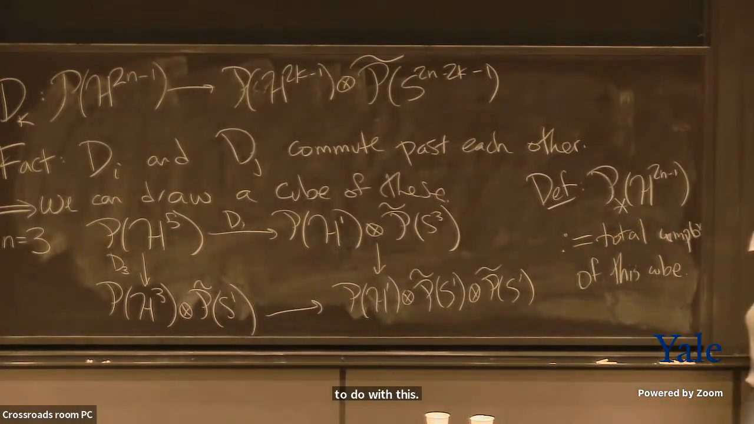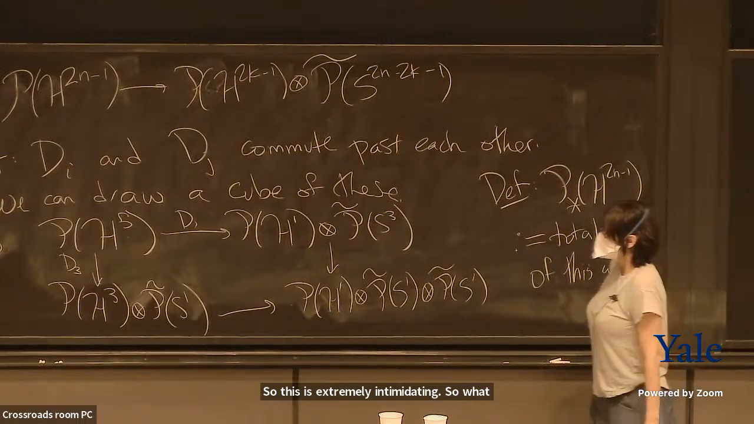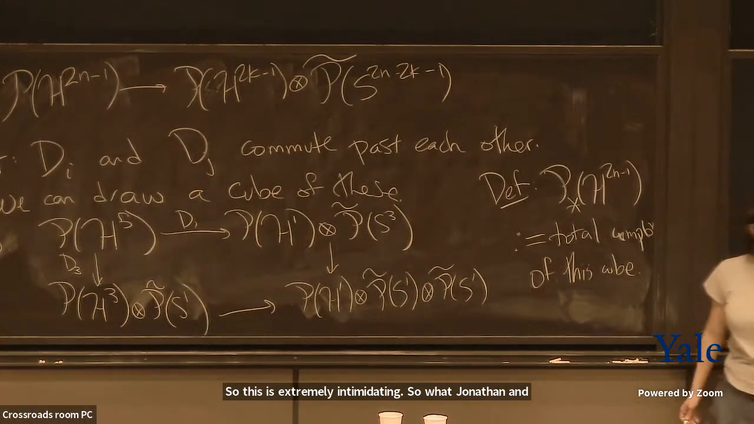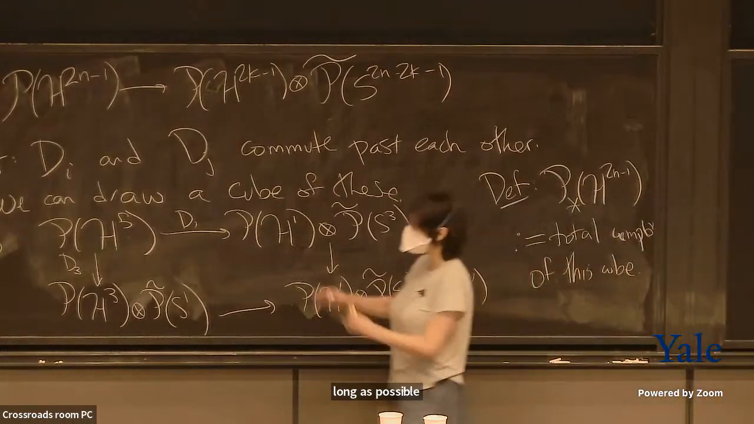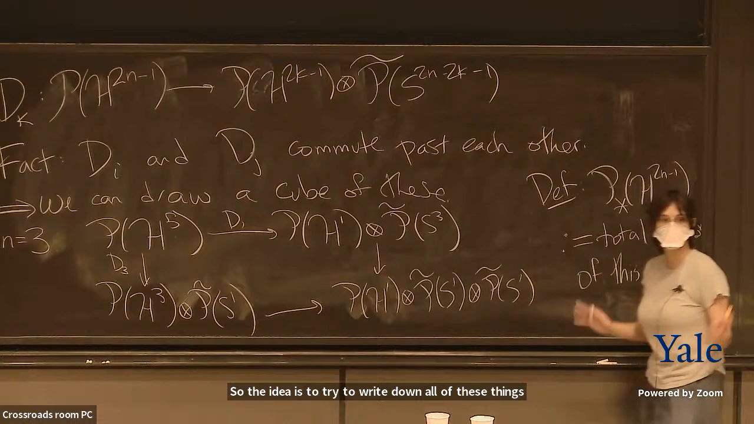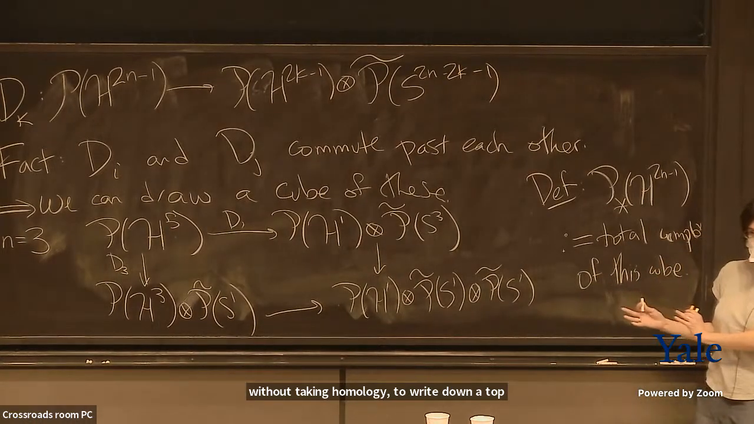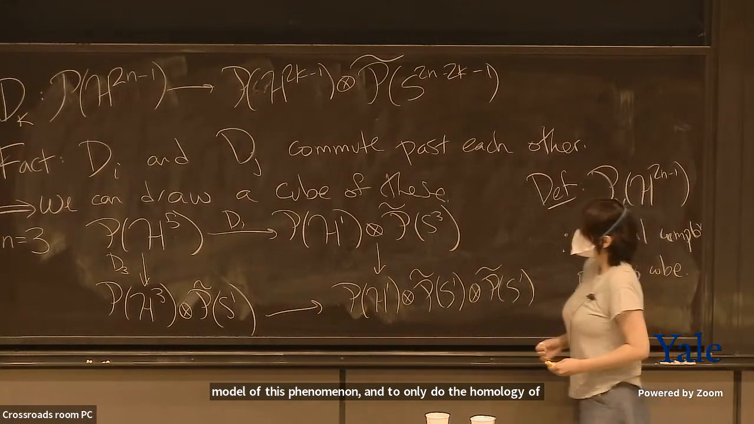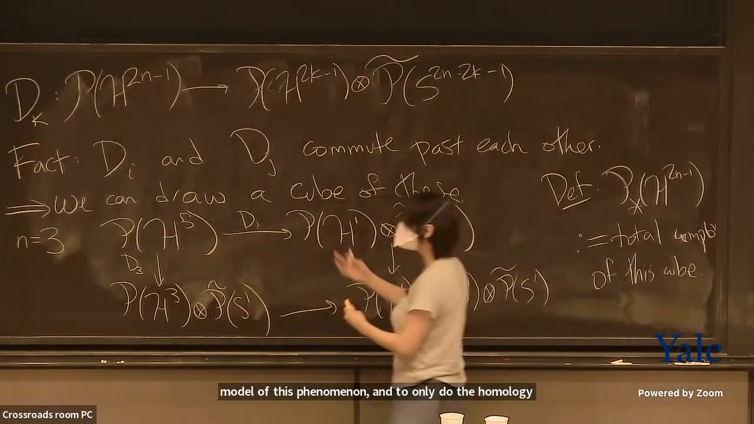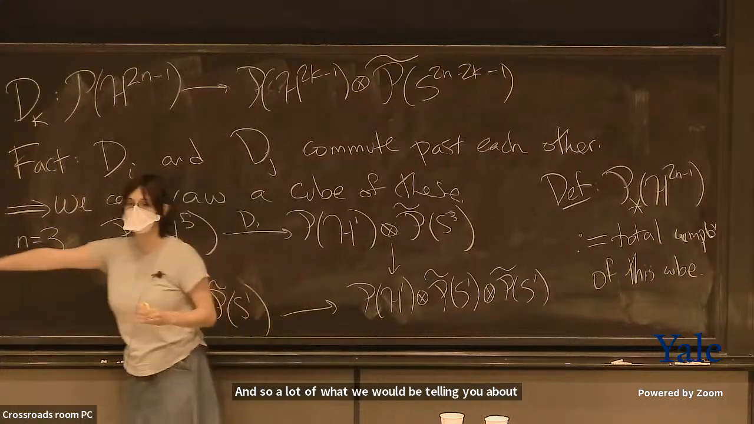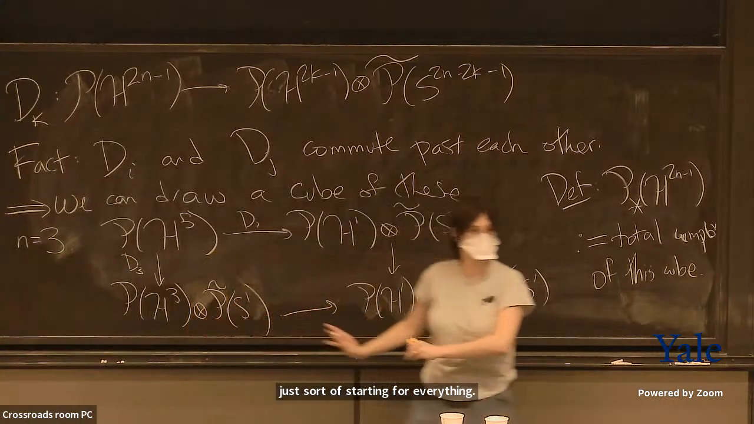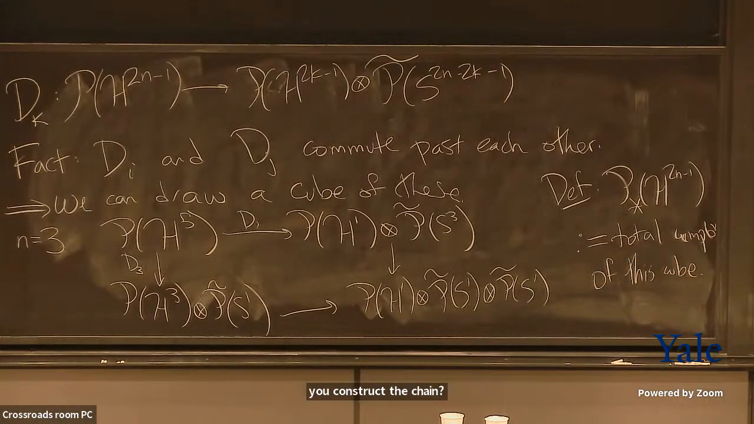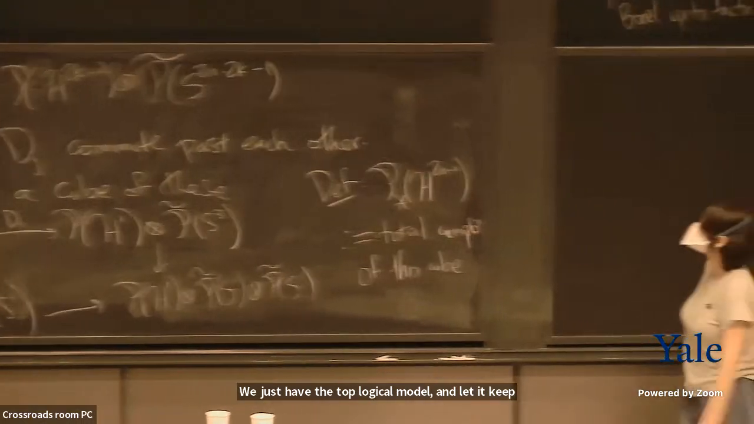And so what Jonathan and I set out to do is we wanted to put off taking homology for as long as possible. So the idea is to try to write down all of these things without taking homology, to write down a topological model of this phenomenon, and to only do the homology at the very, very end. And so a lot of what I'm going to be telling you about is starting from everything: How do you construct this topologically? And then how do you construct the chain complex topologically? And then how do you take the total homotopy cofiber topologically? And the idea is that at every step, we don't actually take homology anywhere. We just have the topological model and let it keep all of the information for us.